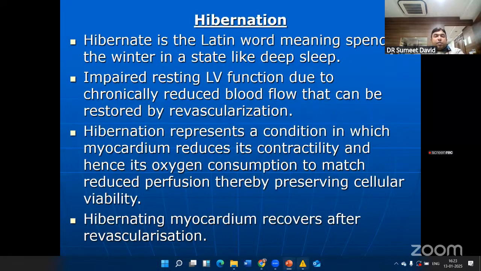What is hibernation? Hibernation is a Latin word meaning to spend the winter in a state like deep sleep. So it is impaired resting LV function due to chronically reduced blood flow that can be restored by revascularization. See, stunning can recover on its own, but hibernation is a part in which if you don't, just hold on.